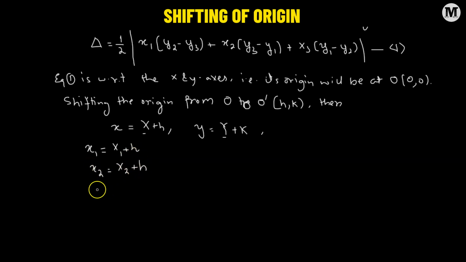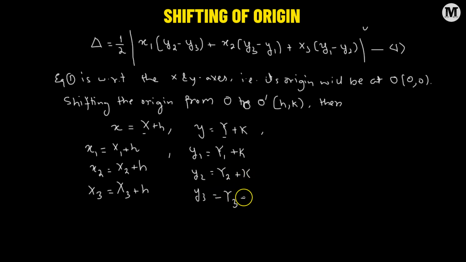Here h is fixed because we're not doing any rotation. We're only doing translation. So x3 is going to be X3 plus h. Similarly, we can define y1, y2 as well as y3. So y1 is going to be equal to Y1 plus k, y2 will be equal to Y2 plus k, and y3 is going to be Y3 plus k.